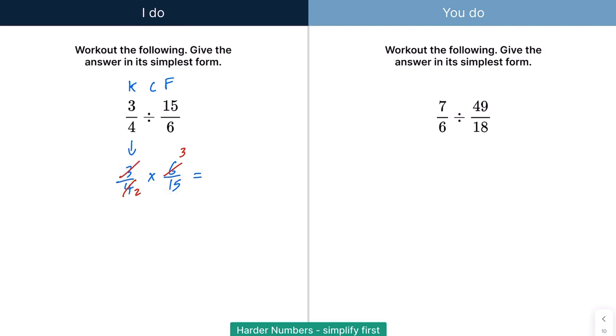So if I divide this by 3, I get 1. If I divide this by 3, I'll get 5. And that is all simplified now.